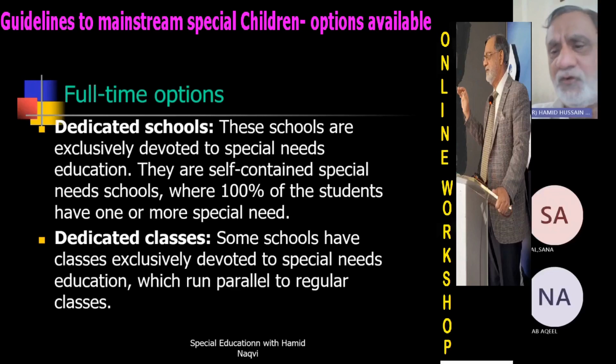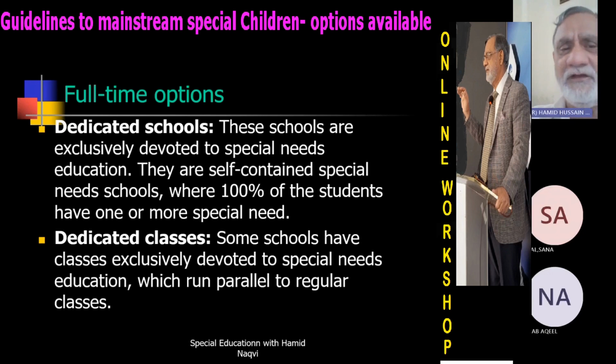We can divide them in two main types. One is the full-time option, the other is the part-time option. Full-time option means that the student is with the other students who are of his type. If he is a hearing impaired student, then a full-time option is that he should remain full-time with this type, that is, all students are hearing impaired.